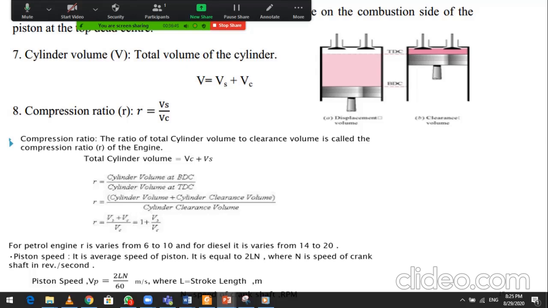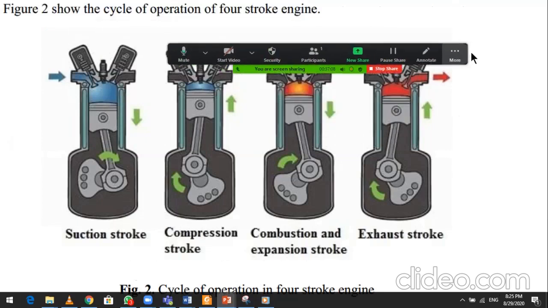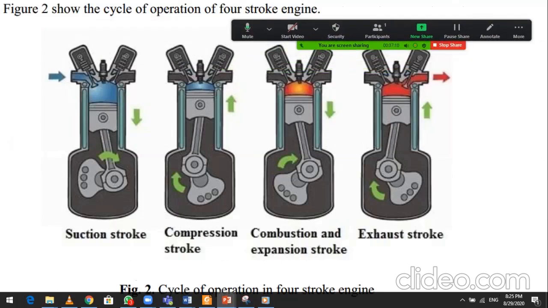Piston speed आपको मालूम करनी है, it's average speed of the piston, and it's equal to 2 L N, where L is the length of the stroke and N is the number of revolutions per second of the crankshaft. Okay, revolution per second. Piston speed is denoted in meters per second, L is length and N is in RPM. So normally आपने देखा कि आपने जो terminologies देखी, components किस तरीके से काम आते हैं.